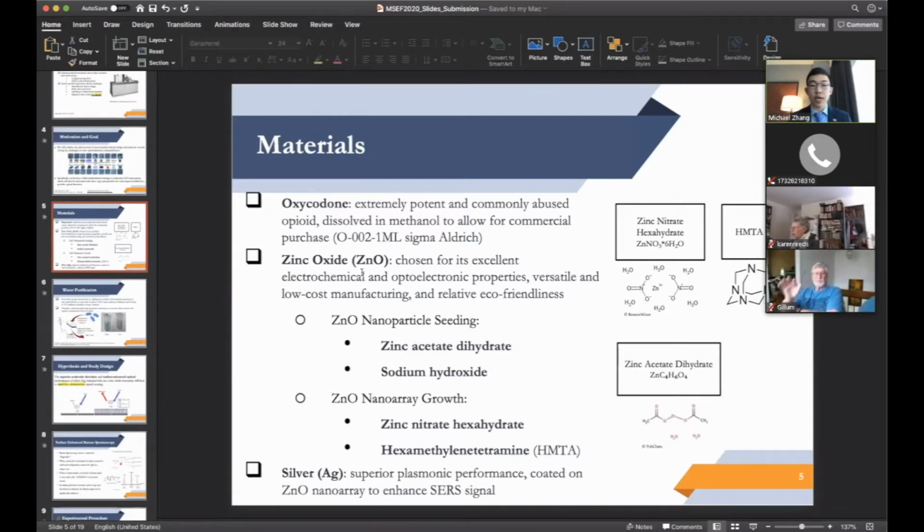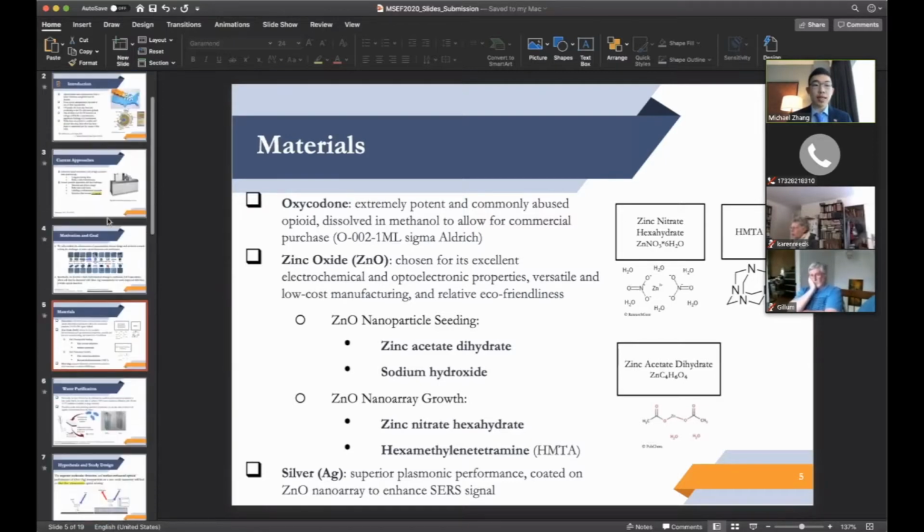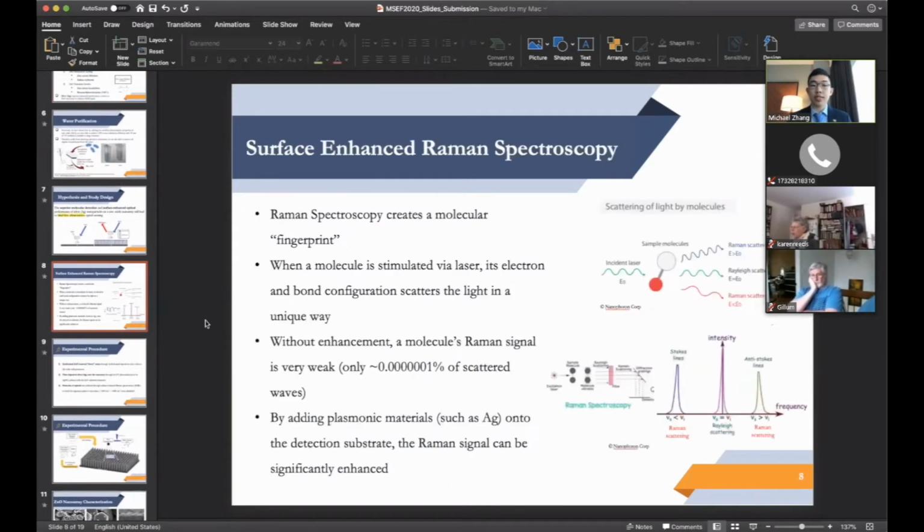We also used a silver-doped zinc oxide nanoarray for the extreme enhancement of our detection. The main method that we used to detect our opioid substance was a technique called Raman spectroscopy, which in essence allows us to create a molecular fingerprint that is unique to each molecular compound. The way we do that is we stimulate the molecule via a laser, and its unique bond and electron configuration will scatter the light in a way that is unique only to that substance.